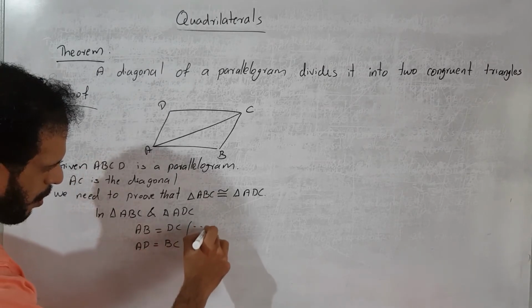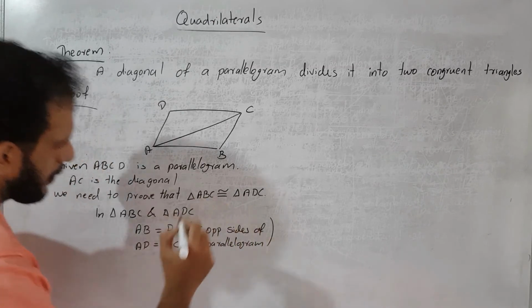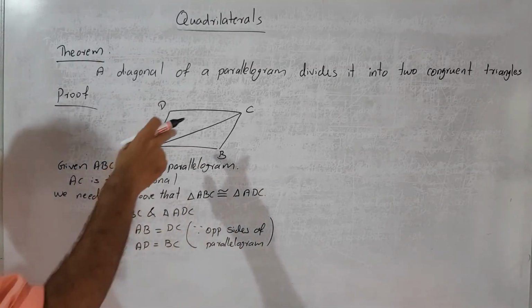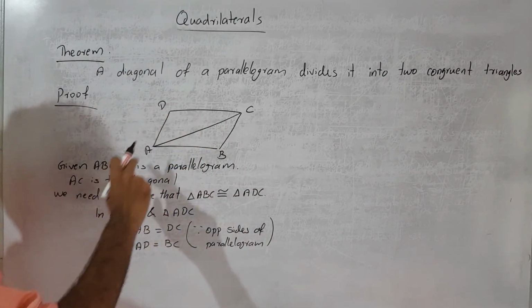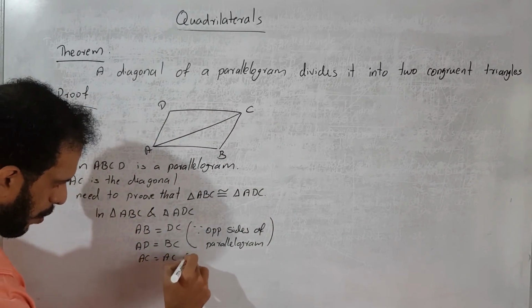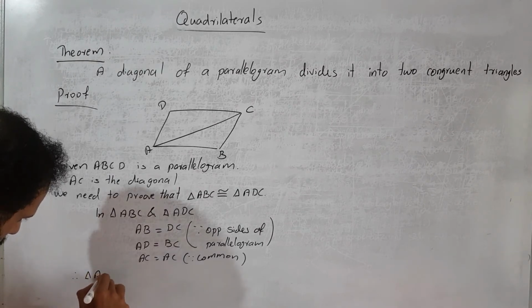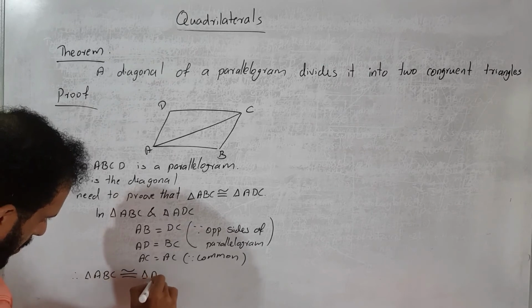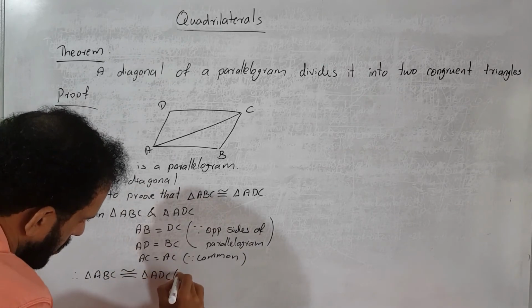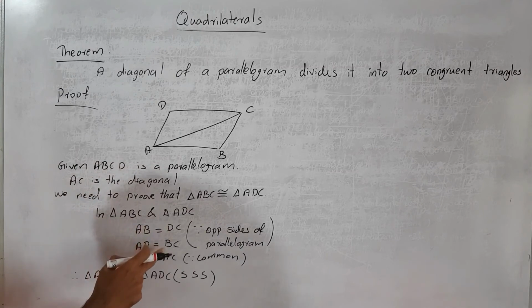What is the reason? Since opposite sides of a parallelogram are equal, correct? And one more thing is very clear: both triangles have one common side. What is that? AC. So we conclude AC is equal to AC. What is the reason? Common. So what do we get? Triangle ABC's three sides are equal to triangle ADC's three sides, correct? So we conclude therefore triangle ABC is congruent to triangle ADC. What is the reason? Side is equal to side.